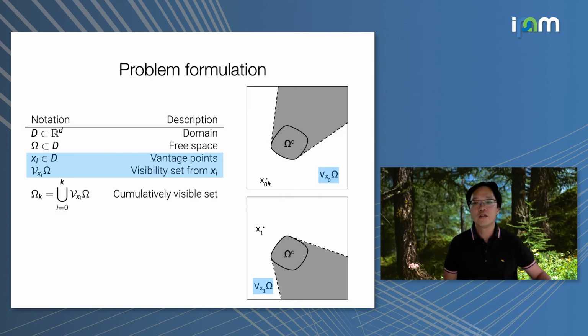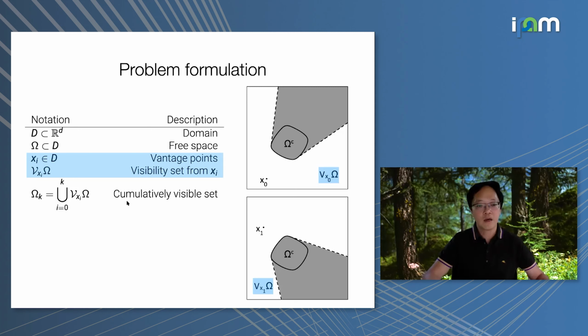Now, if we move this sensor from X naught to a next location, say X1, and turn on the sensor again at X1, then of course we will have information about the visibility of X1, which is this white set in the lower right figure. Then you can take the union of these two sets. That collectively represents the area that has already been inspected or explored by the two sensors, X0 and X1. So in general, if you place K plus one sensors, then you just take unions of sets. We call this union of sets omega sub K, the cumulative visible set.